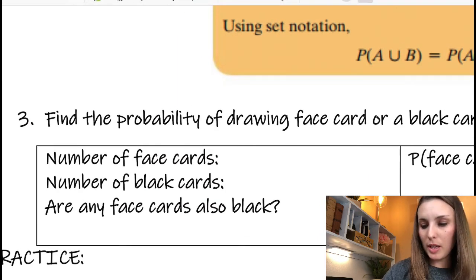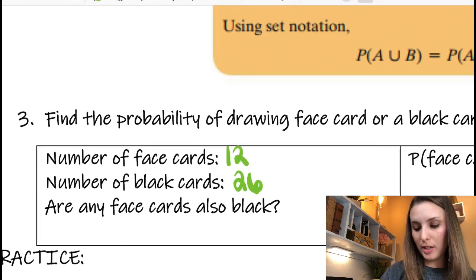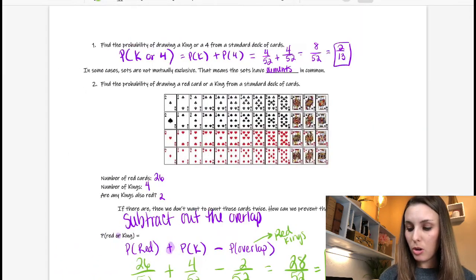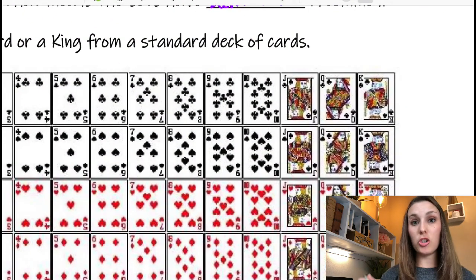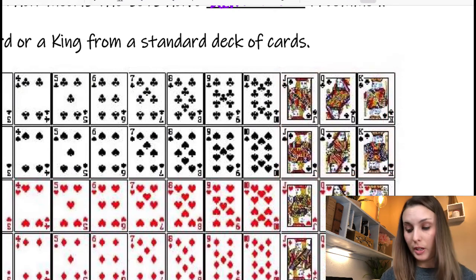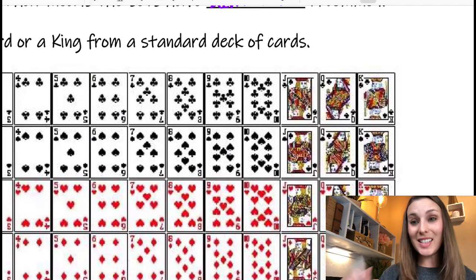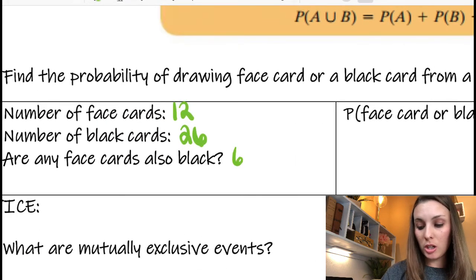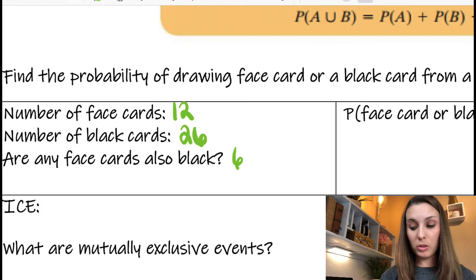Number of face cards, we said there were 12. Number of black cards, there's 26. Are any of the face cards also black? So anytime you're doing probability of or, you have to make sure there's no overlap. So go over here. Are any of the face cards also black? I would say these are. So that's 1, 2, 3, 4, 5, 6. 6 of the cards are being counted twice in our computation, so we need to write that number down. Anytime you have or, you need to look for overlap.